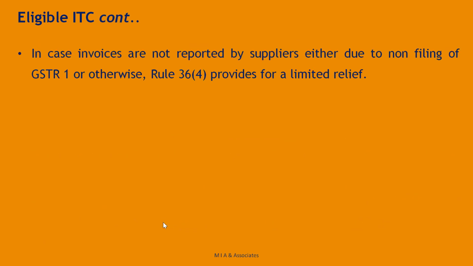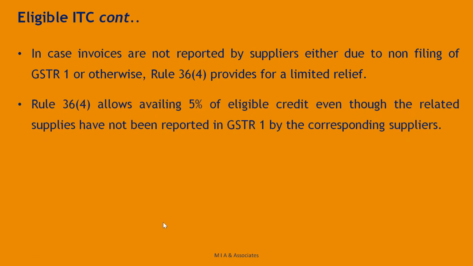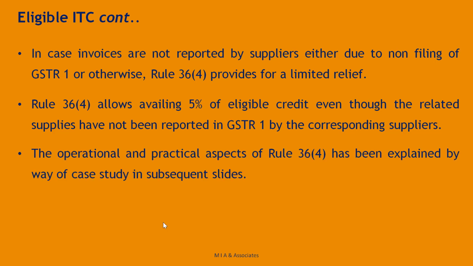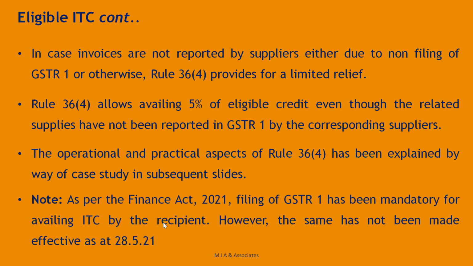Strictly speaking, Rule 36(4) essentially provides relief to the taxpayers by allowing input tax credit despite the condition of payment of tax under section 16 may not have been fulfilled. The availment of ineligible credit, however, is restricted to 5% of the eligible credit, although insignificant, but still it is allowed.